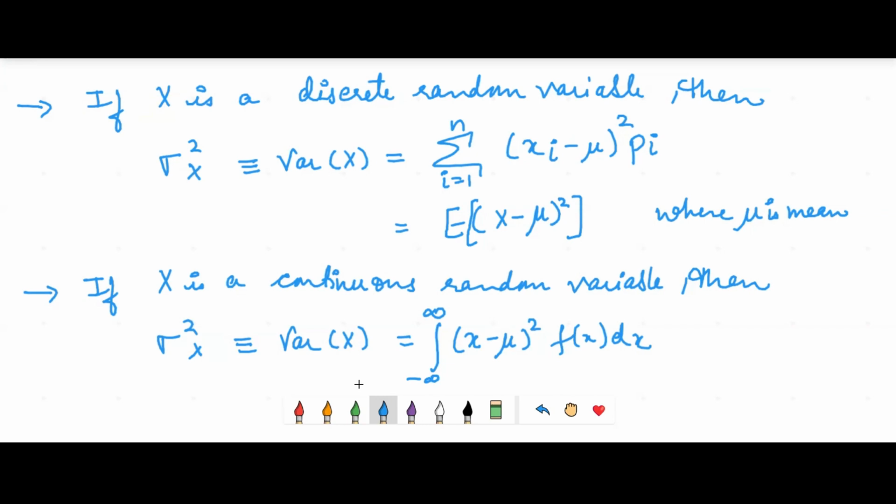So in this lecture, we have discussed the mathematical expectation, variance, and standard deviation. And in the upcoming lecture, we'll be talking about its various questions.